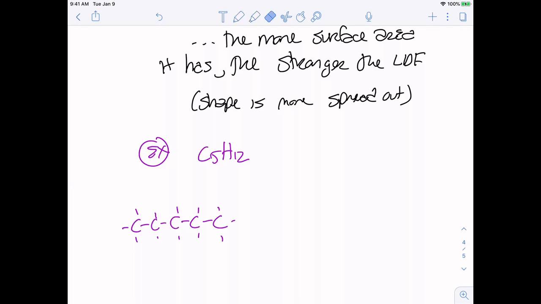I'm going to leave the hydrogens off because I think the picture will be easier to see. I didn't mean to erase all those carbons, I just want to erase the hydrogens. So you can draw it again, all 5 in a row. So that's something that would be pretty spread out, right?